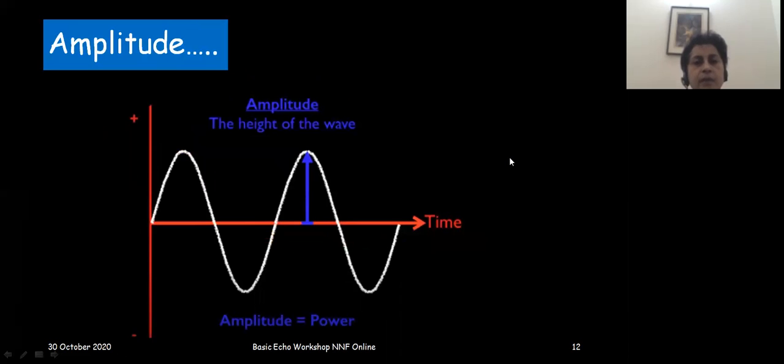And so high frequencies have a smaller wavelength. Now amplitude is the height of the wave, and when you have reflected waves, you need to determine what is the amplitude. So if you can't see the wave or you can't hear the wave well, you just increase the amplitude.